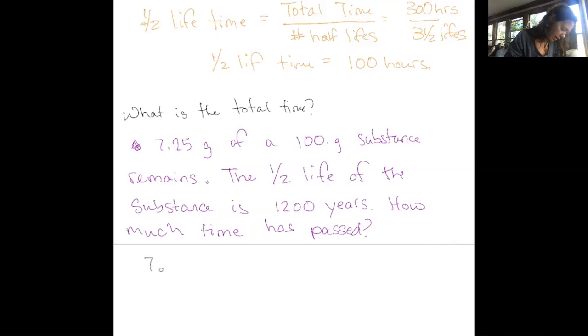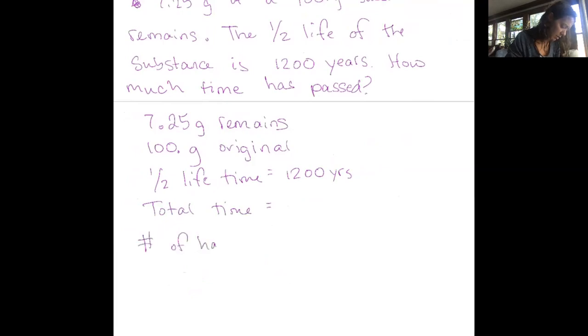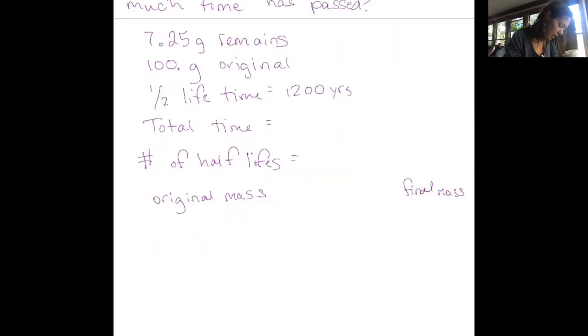Well, we've got 7.25 grams remains. We have 100 grams original. We have half-life time equals 1,200 years. And we need to know the total time. So what I need is I need to first get my number of half-lives. Okay? And that's going to be equal to, well, I'm going to take my original mass and I'm going to take my final mass and I'm going to put it over here. Okay? And I'm making these numbers work for you this way. Otherwise, there's a formula. We don't need to do all that.